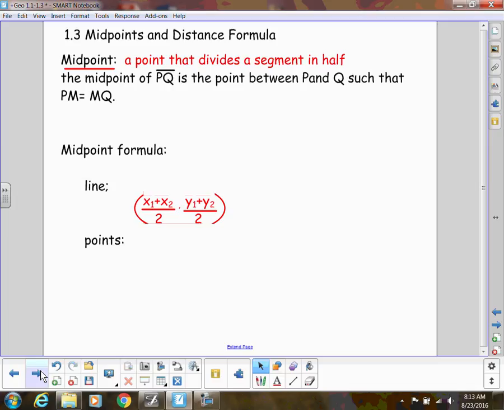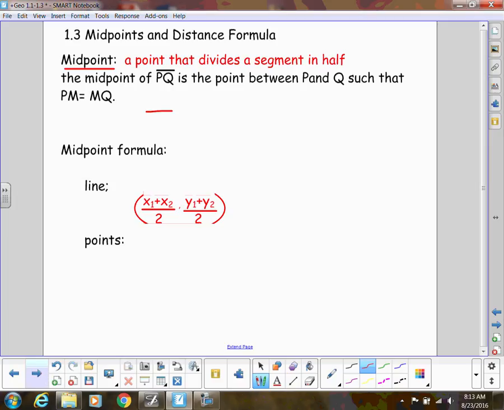So now let's talk about midpoints and distance formula. Okay, first of all, a midpoint. Lots of different conceptual ways to envision a midpoint, and I will do an exact definition at the end of this video. But basically, it's a point that divides a segment in half, right? So it's the middle point of a segment. The midpoint of PQ is the point between P and Q such that PM and MQ are equal.